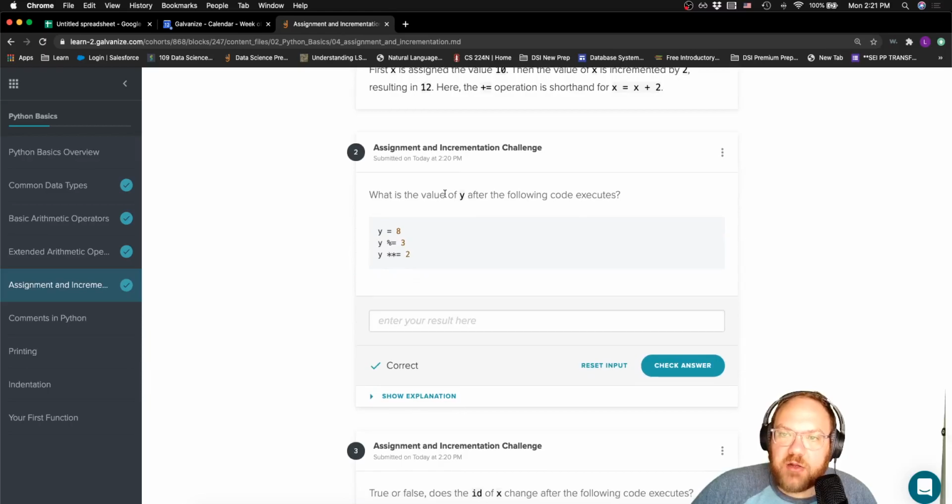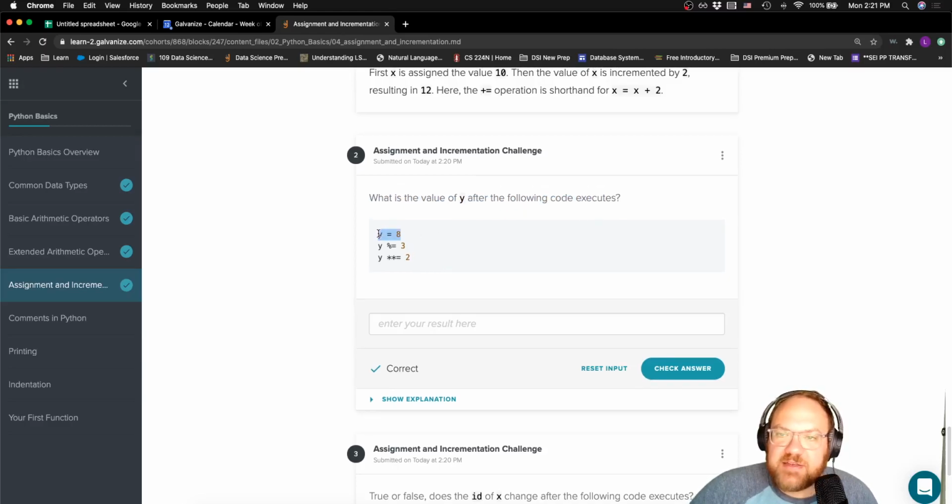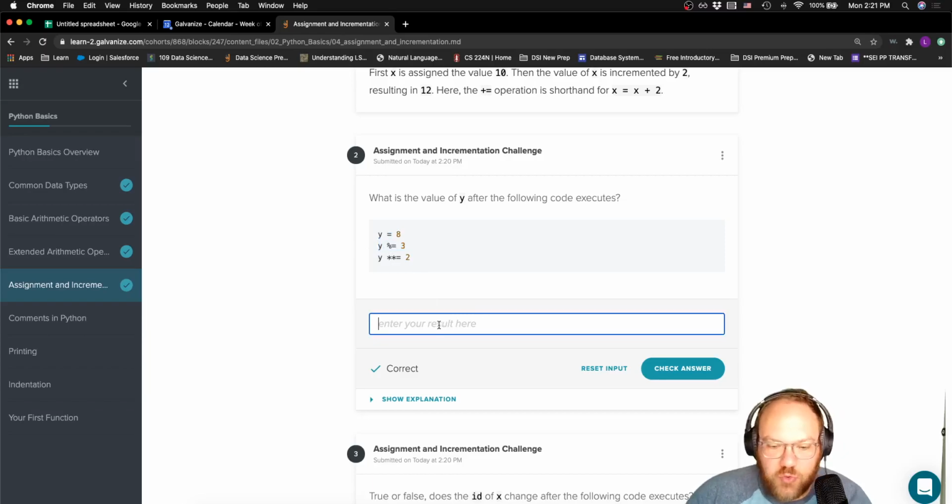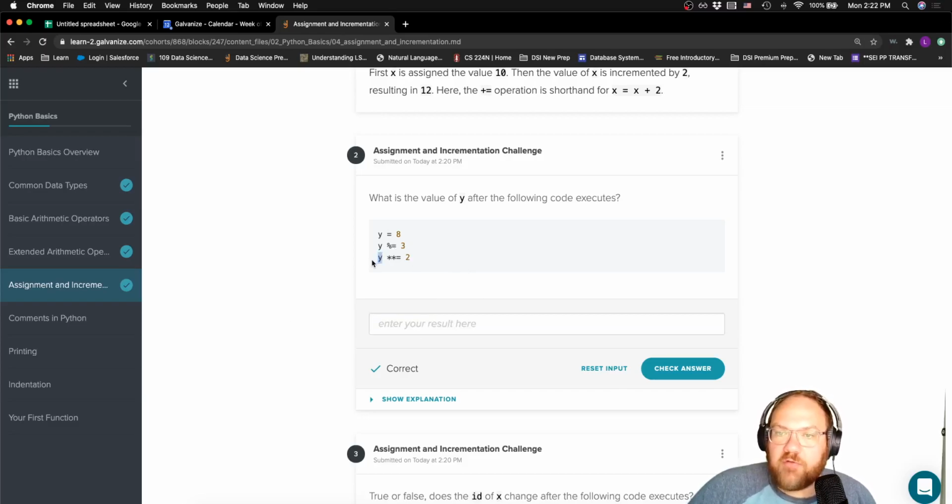On the second challenge, we're asked, what's the value of y after the following code executes? We start with y equals 8, and then we're saying y mod equals 3. So this is, again, shorthand for y equals y mod 3. So 8 mod 3 is equal to 2. So after this second step, 2 is our value for y.